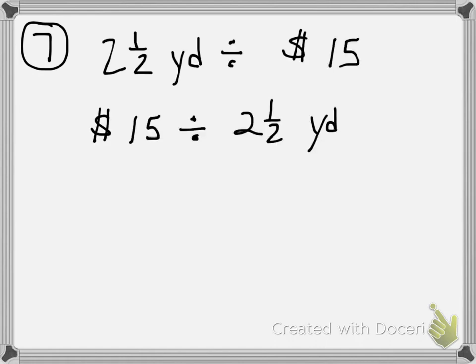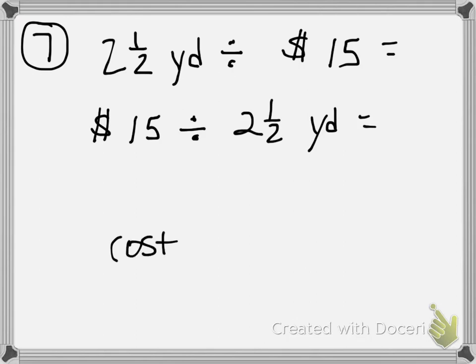So number 7 reads, Mary is making pillows for her life skills class. She bought 2.5 yards of fabric. Her total cost was $15. What was the cost per yard? Now, there are two different ways we could set this up. So here are the two ways. So which one is going to give us the answer that answers the question? So the question is cost per yard.